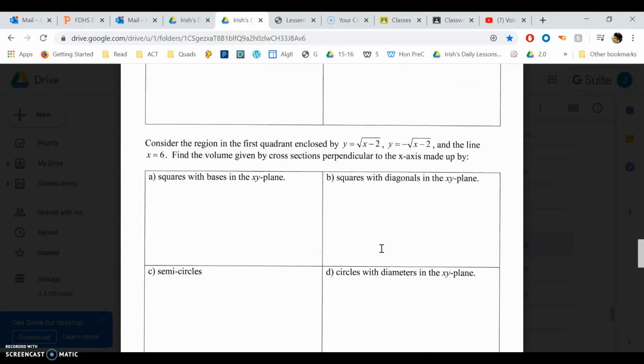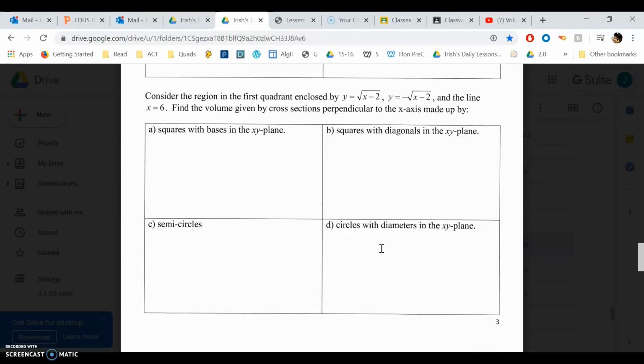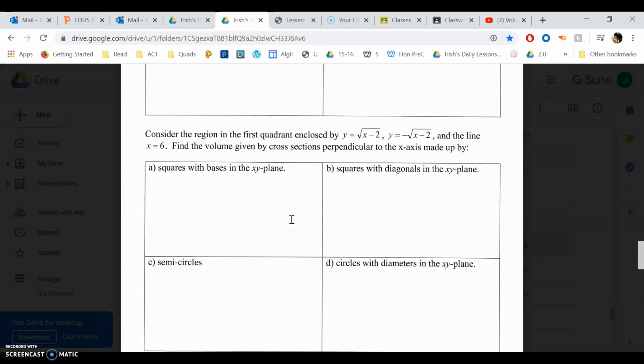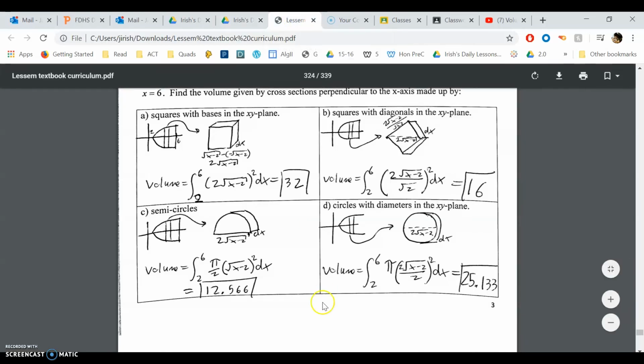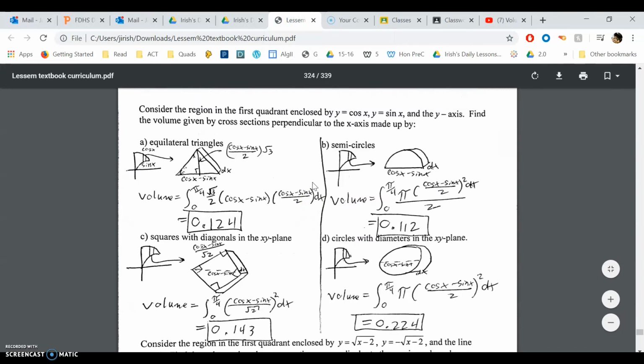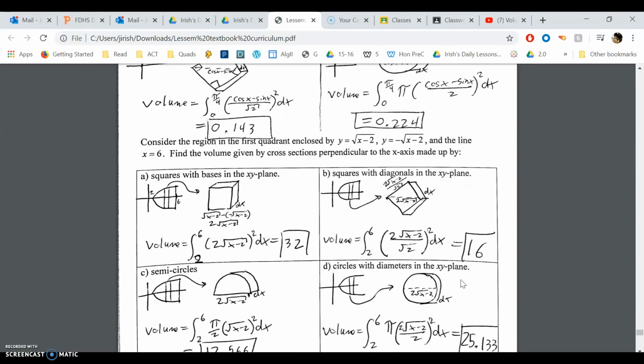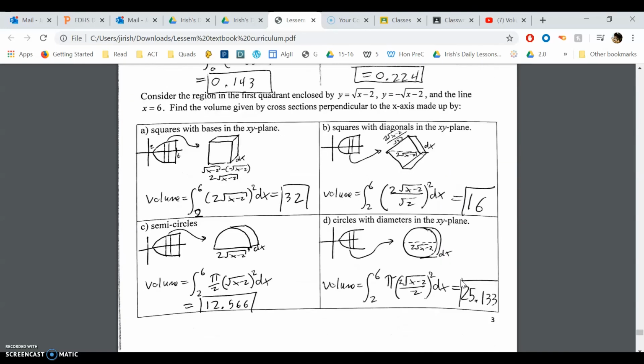Now that you've done that, here's section 2. Same principle, but here are the new functions you need to deal with. All right, pause the video, do it up. Here are the answers. So here's the answers to the first part with the sine and cosine. Don't worry about the numbers just yet. I'm looking to see if you got the integrals correct. And then here's the answer to the second one.